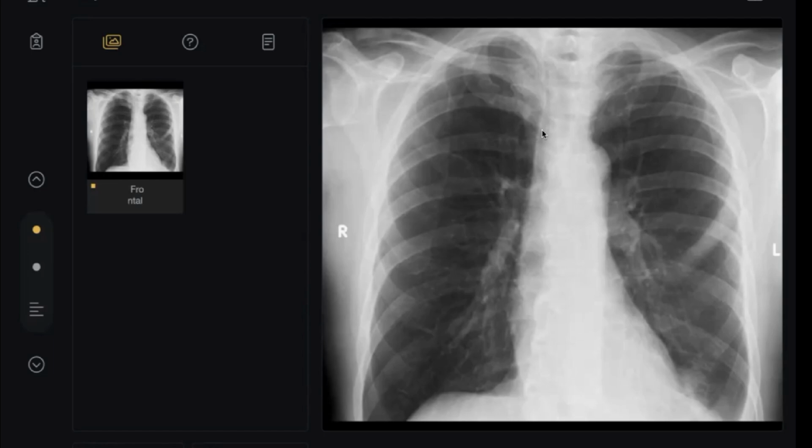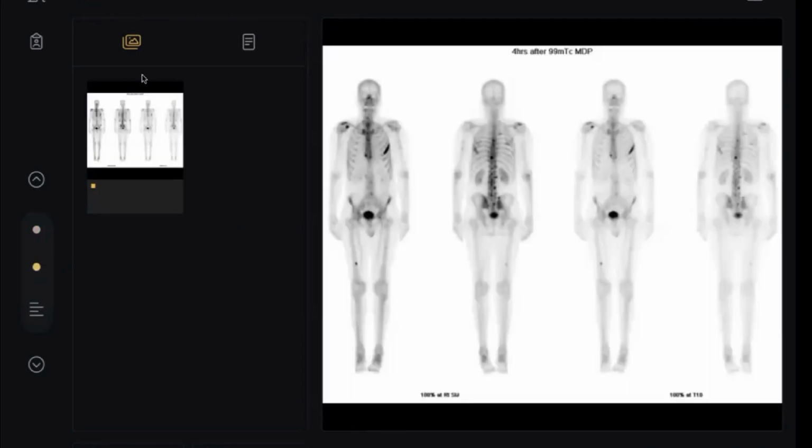Okay. So what's your differential? In an elderly patient, my differential could be Paget's disease or a sclerotic metastasis. What's your next step? The next step would be a bone scan or CT scan. What happened here? Tell me. Yes, I am presented with an MDP bone scan, anterior and posterior images.